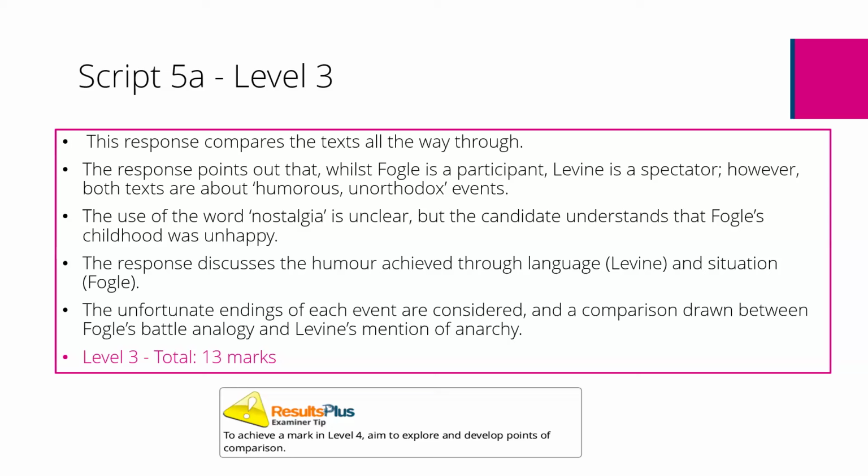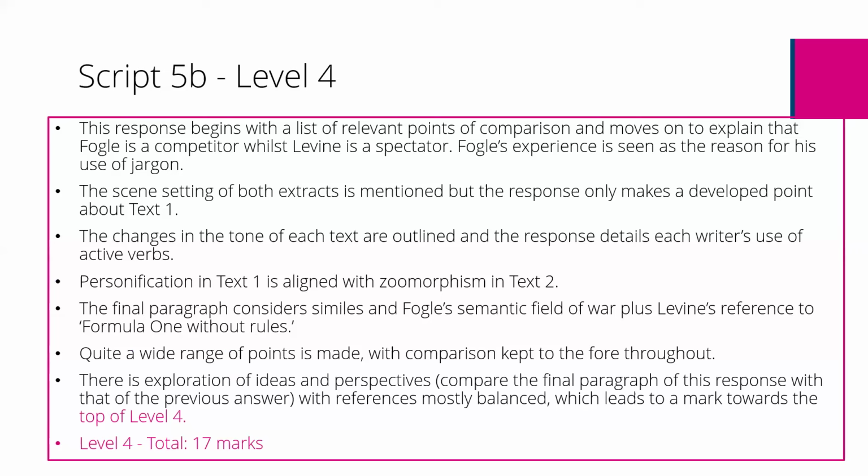And then the examiner tipped there to achieve a mark in level 4, aim to explore and develop points of comparison. So moving on to 5B, which was indeed level 4. So the response begins with a list of relevant points of comparison and moves on to explain that Fogel is a competitor, whilst Levine is a spectator. Fogel's experience is seen as the reason for his use of jargon. The scene setting of both extracts is mentioned, but the response only makes a developed point about text 1. The changes in the tone of each text are outlined, and the response details each writer's use of active verbs. Personification in text 1 is aligned with zoomorphism in text 2. The final paragraph considers similes and Fogel's semantic field of war, plus Levine's reference to Formula 1 without rules.